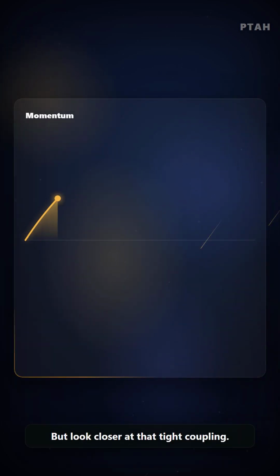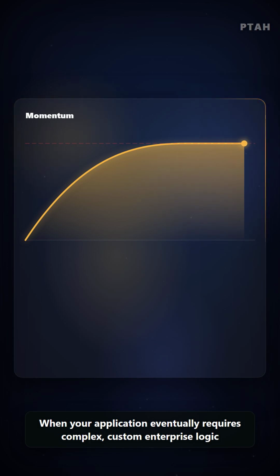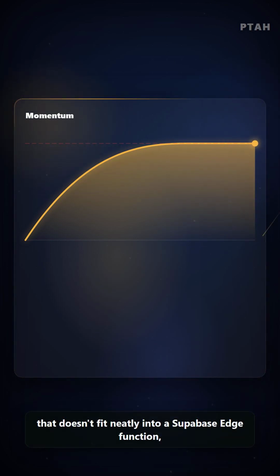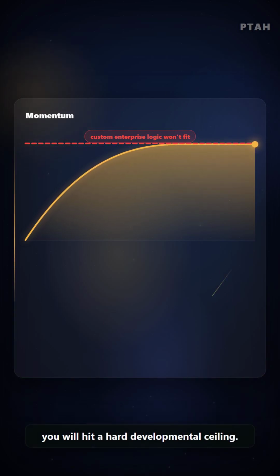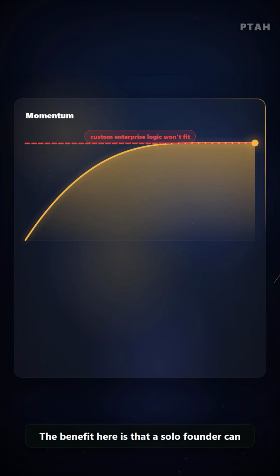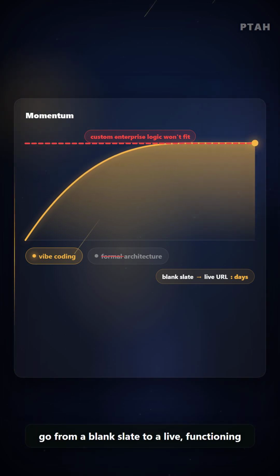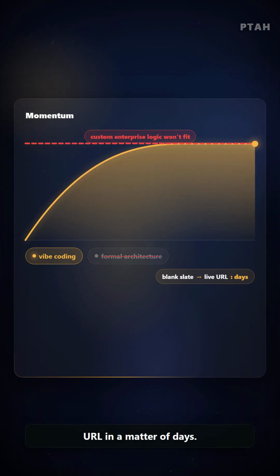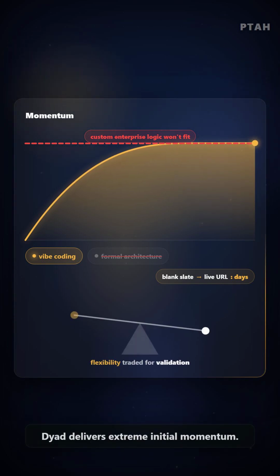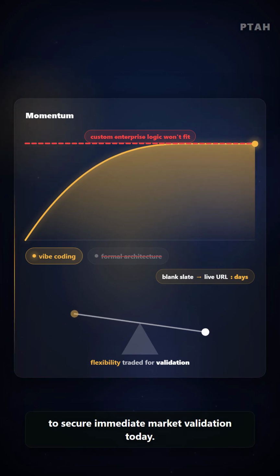But look closer at that tight coupling. When your application eventually requires complex, custom enterprise logic that doesn't fit neatly into a Supabase edge function, you will hit a hard developmental ceiling. It relies on conversational vibe coding rather than formal architecture planning. The benefit here is that a solo founder can go from a blank slate to a live, functioning URL in a matter of days. Dyad delivers extreme initial momentum. You are deliberately trading future architectural flexibility in order to secure immediate market validation today.